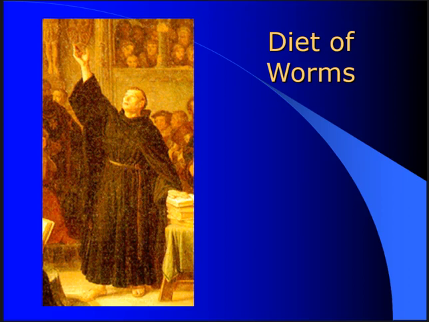No. A diet is a meeting. And Worms is actually Worms. It's a city in Germany. So Frederick the Wise had the meeting set up there. They wanted him to come to Rome. But he knew if Martin Luther went to Rome, he was never coming back. The Pope would get rid of him. So they had this meeting.